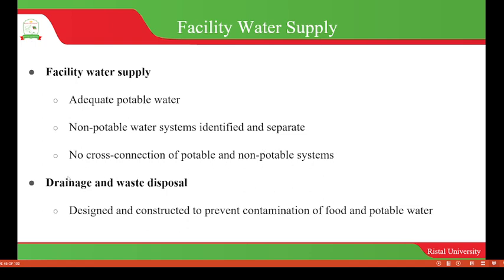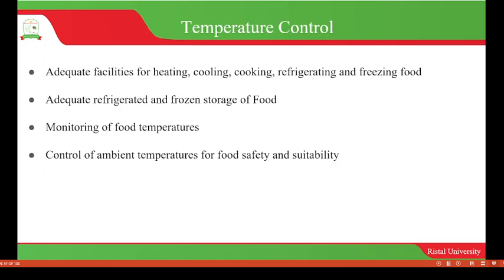Then drainage and waste disposal should be designed and constructed to prevent contamination of food and potable water. So there has to be always a proper drainage and waste disposal system in the facility. This will be designed and constructed in a way that it will be in position of preventing contamination of food and potable water.